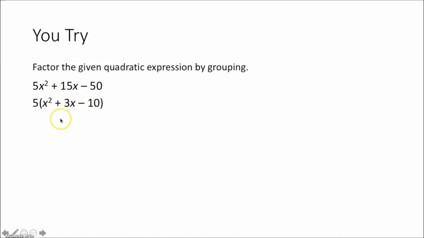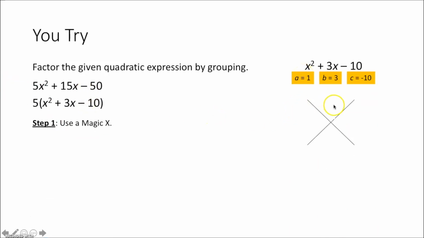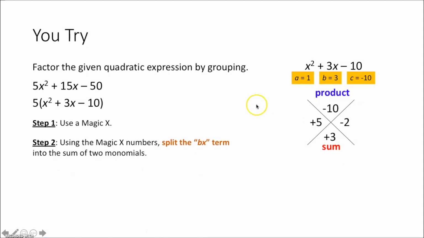So to factor by grouping, our very first step is to create a magic x. We then determine what our a, our b, and our c values are. A times c goes on the top of the magic x, your b value goes on the bottom. We then determine two numbers that multiply together to make negative 10 and add together to make positive 3. That's going to be positive 5 and negative 2. You then use those numbers to rewrite your middle term.